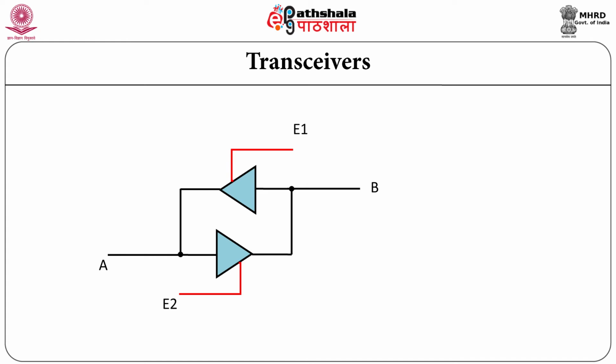When active high enable input is provided at E1, it transfers the data from A to B without complementation, whereas when the enable input E2 is 1, then the data is transferred from B to A.